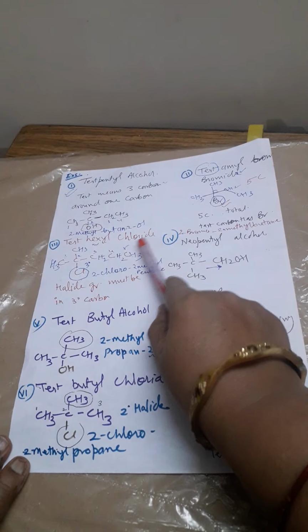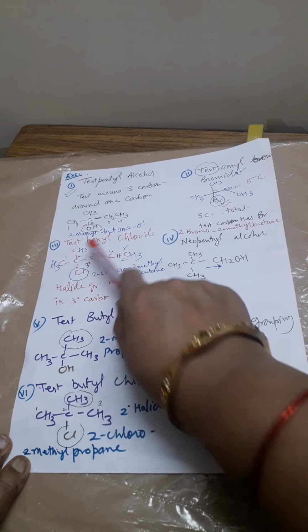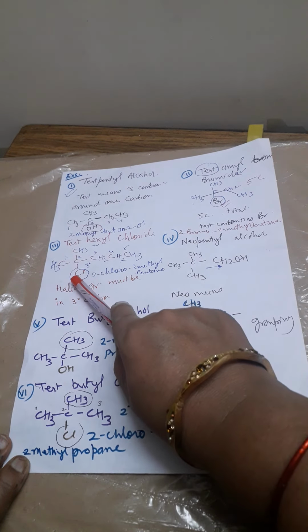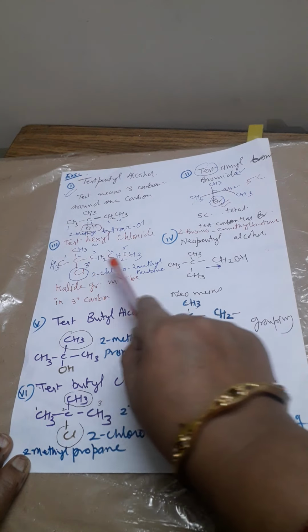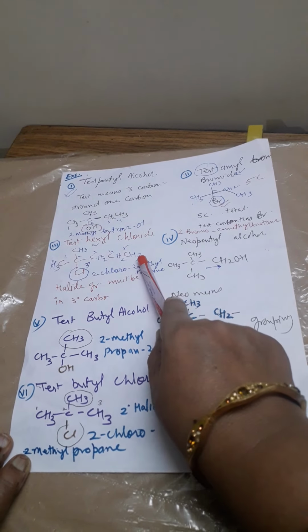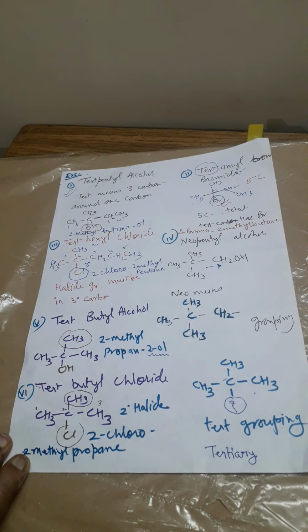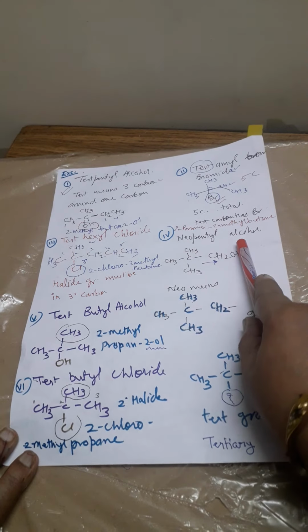Tert-hexyl chloride means total carbon should be 6. That's it. And in the tertiary carbon there will be Cl. So this is the tertiary carbon. So it will be 2-chloro-2-methylpentane. Clear? If it is OH, then we will call it tert-hexyl alcohol. Simple thing. Clear? Now pentyl alcohol, neopentyl alcohol we have discussed.